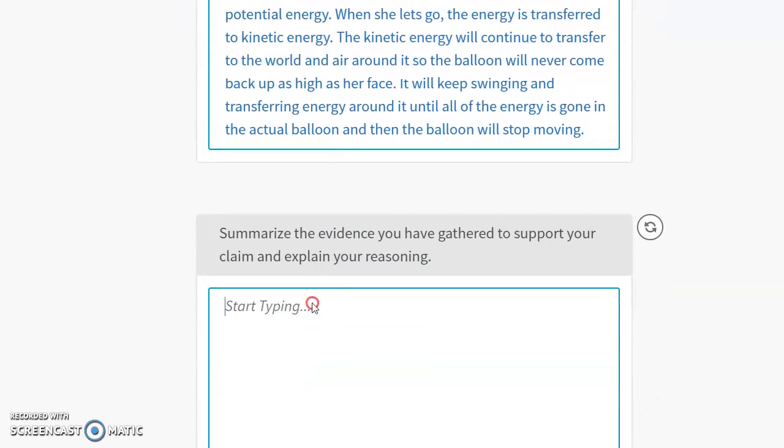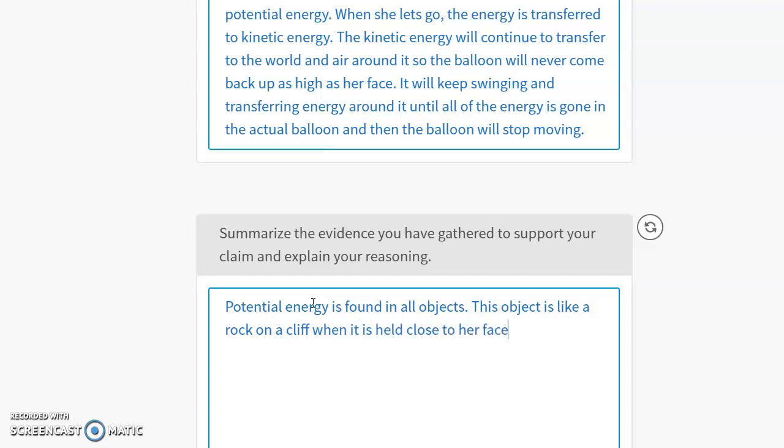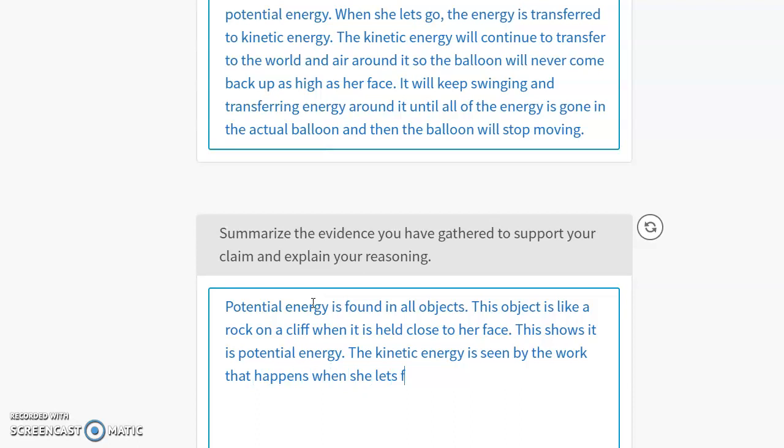Okay, summarize that evidence. Potential energy is found in all objects. This object is like a rock on a cliff. When it is held close to her face, this shows it is potential energy. The kinetic energy is seen by the work that happens when she lets go of the water balloon.